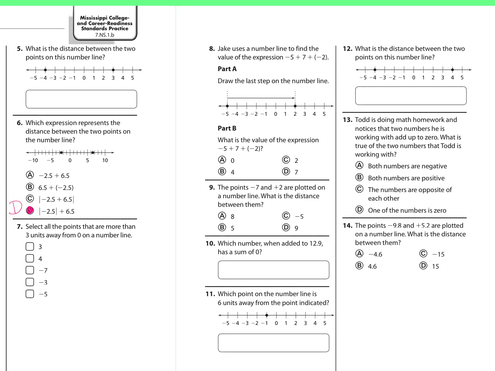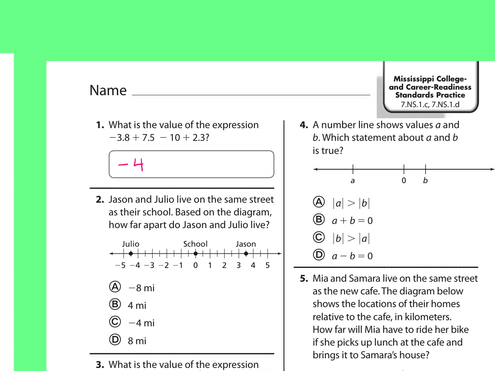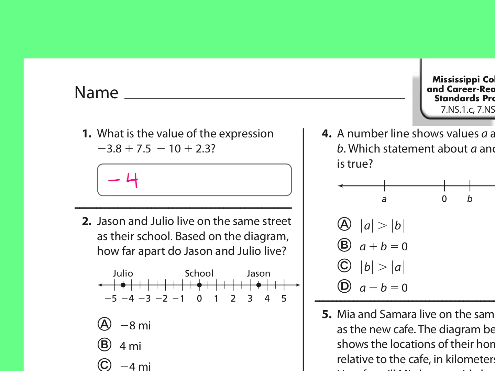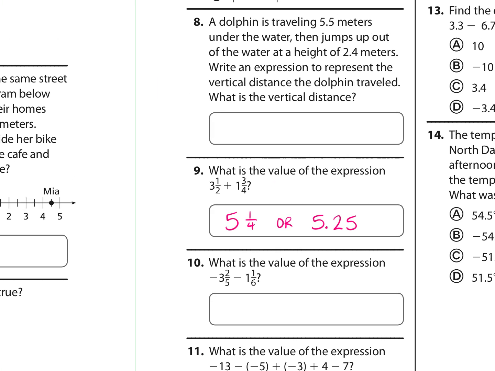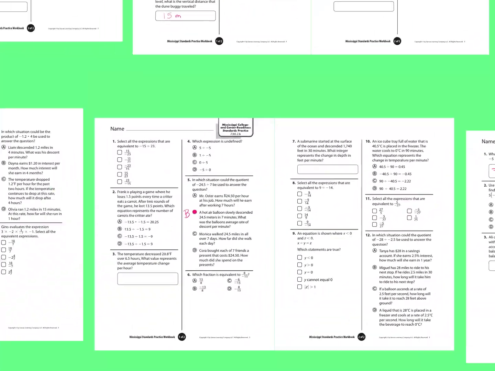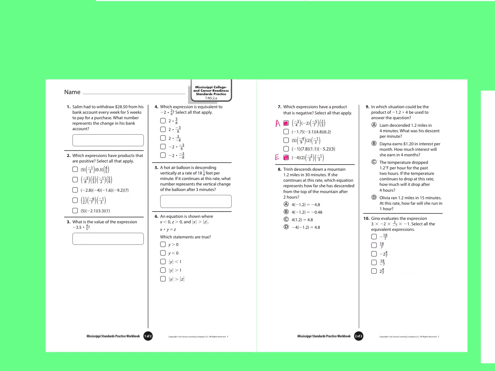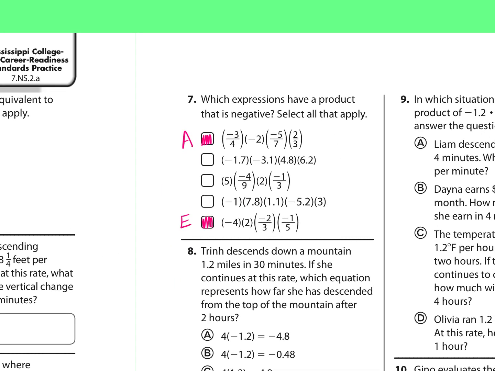On NS 1C and D, number 1 was -4. Number 3 was -10 and a fourth, or you could say -10.25. Number 9 was 5 and a fourth, or you could say 5.25. Moving on to NS2, NS2A, number 7 was choices A and E.